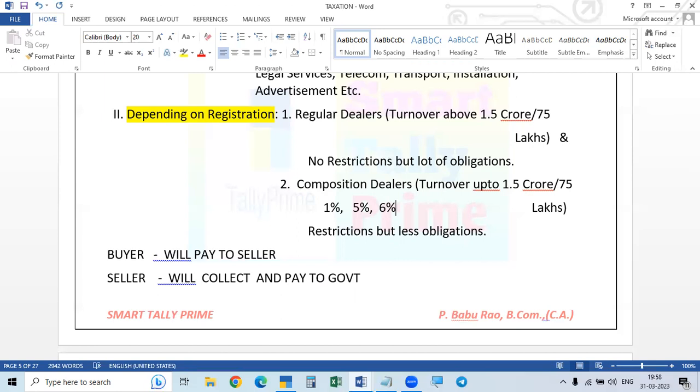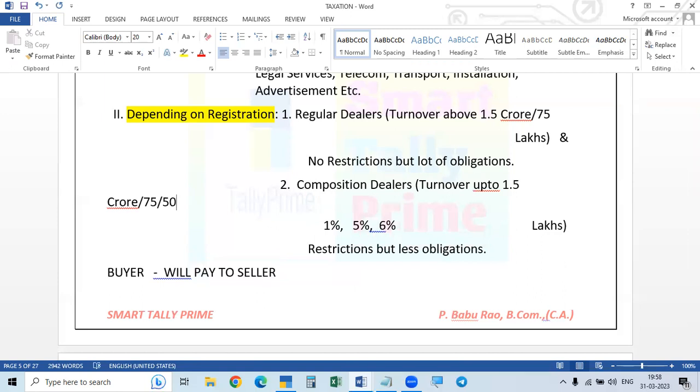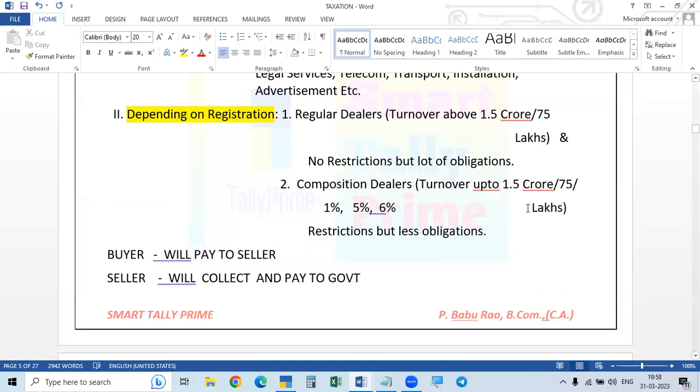But in this case, there is some limit on that, as I told you already. In the case of service providers and restaurants, in all these cases, the limit is 1.5 crore, and in the special category states, it is 75 lakhs. But in the case of service providers, this is the third type. For service providers, it is only 50 lakhs.